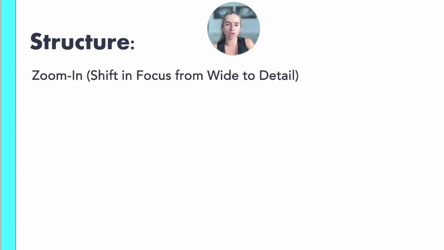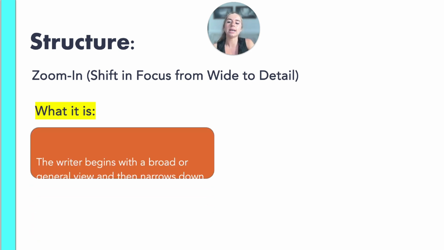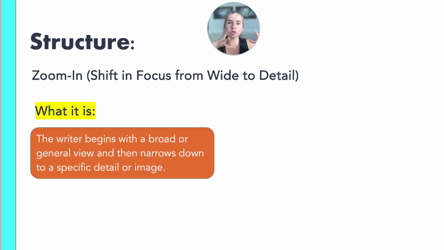And then lastly, a structure technique. So we're going to go through 3 techniques. This is our 3rd technique, and it is zooming in. So shifting focus from wide to detail. What this actually is, the writer begins with a broad or general view and then narrows down to a specific detail or image. So they might be talking about something at large and then they really zoom in and focus on something.